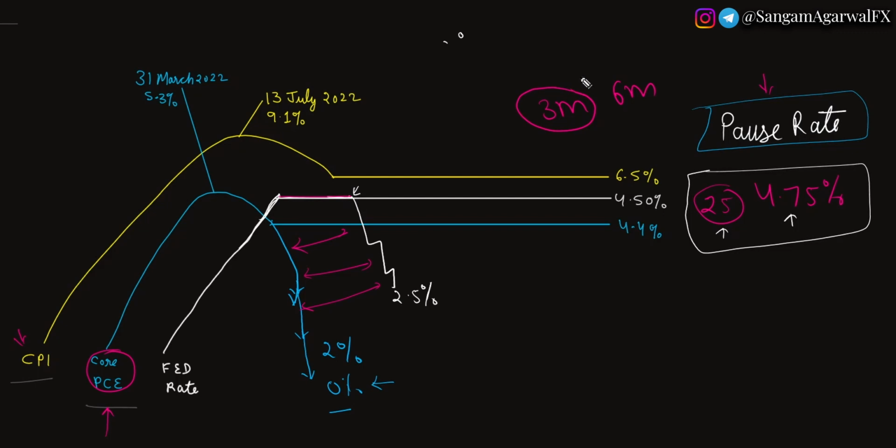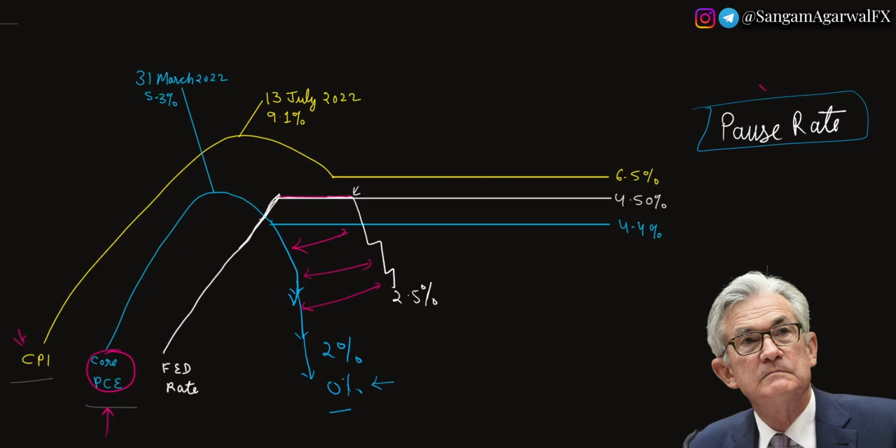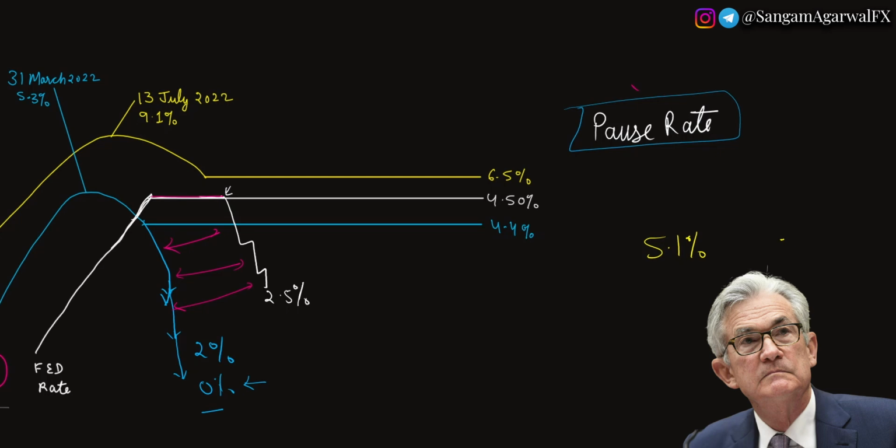And in this FOMC meeting, the Fed will give a signal about what the length of the rate pause will be. A longer time means a hawkish Fed, and a shorter time means a dovish Fed. And you must know that in the December FOMC meeting, the Fed gave a terminal rate of 5.1%, and they also said that they will cut interest rates only in 2024.